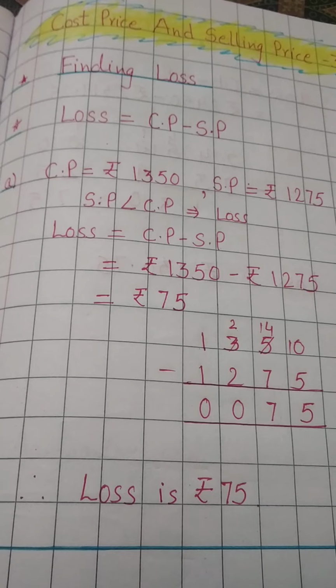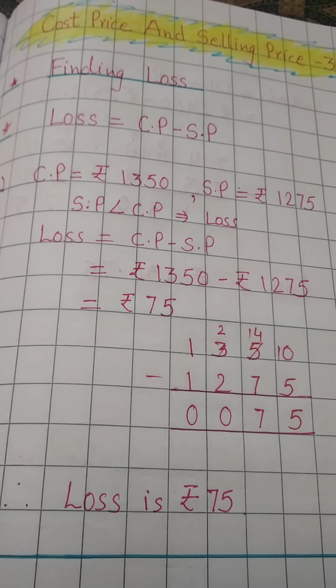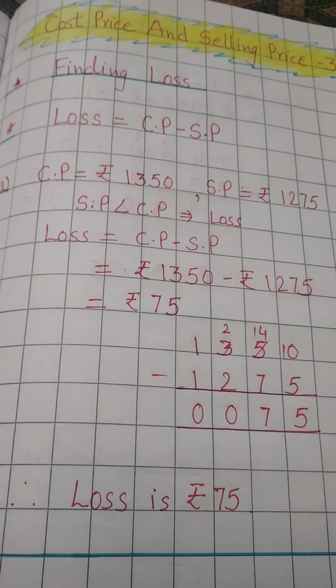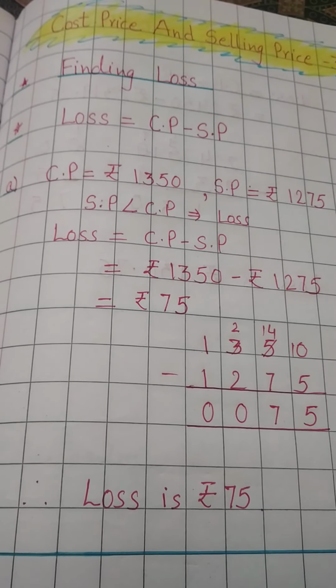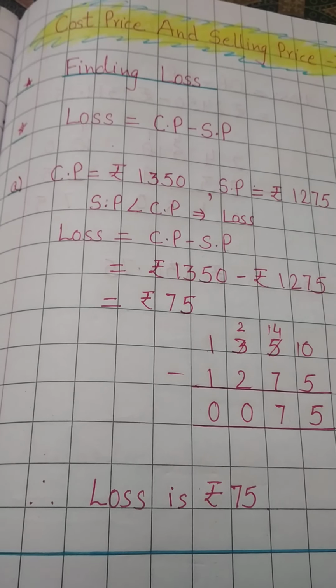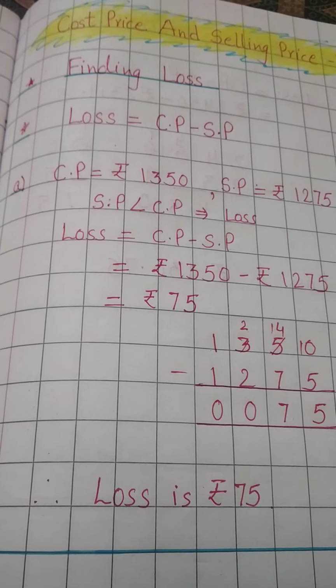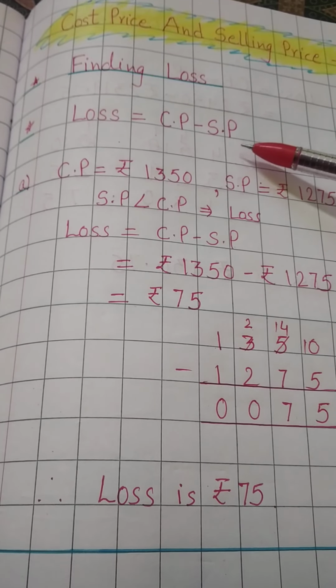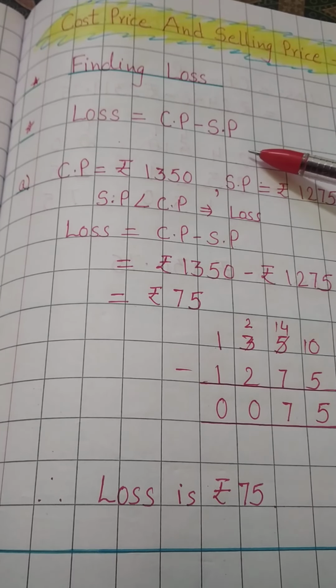In today's class we will do cost price and selling price part 3, and in this we will find loss. Loss means whenever selling price is less than cost price, then we get loss. So how do we find loss? The formula for loss is cost price minus selling price, right?